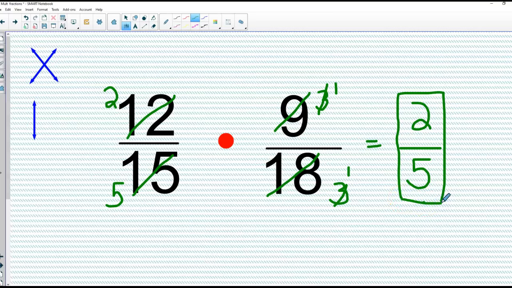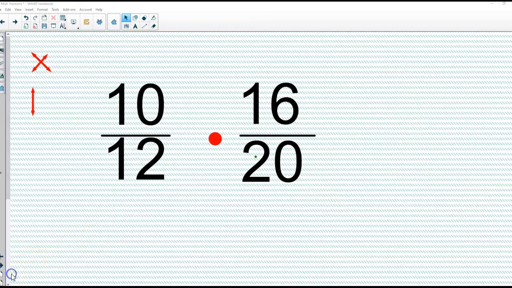Okay, so it's very similar to what we did earlier. It's just that we're reducing earlier in the problem instead of later. And it helps when you're going to have a very large product here when you're multiplying. Okay, let's look at another problem using this simplifying early method. So 10 twelfths times 16 over 20.